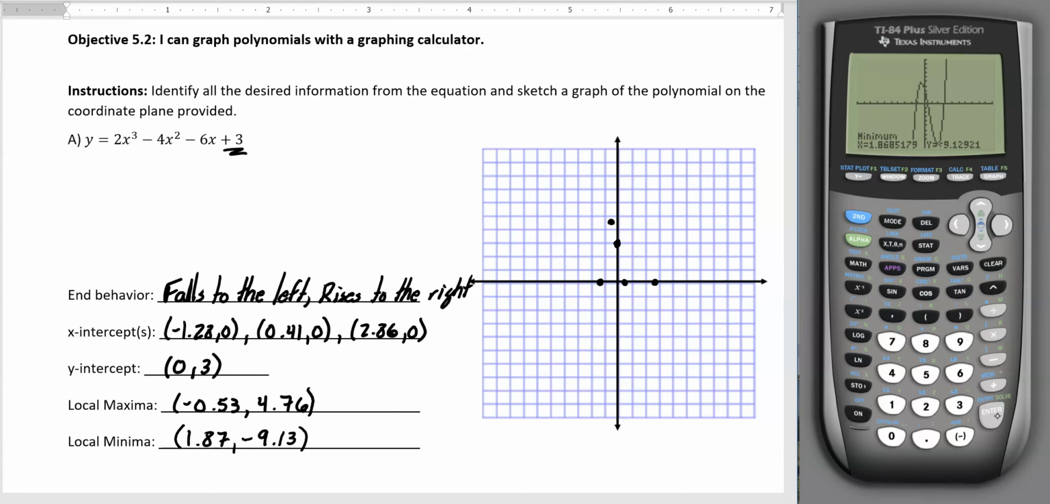All right, so let's plot those. 1.87, negative 9.13, so way down here. And then all we need to do is connect our dots. So we'll have, remember, smooth transitions here. Nice and smooth. And there we have it. Very nice. All right, let's do one more.